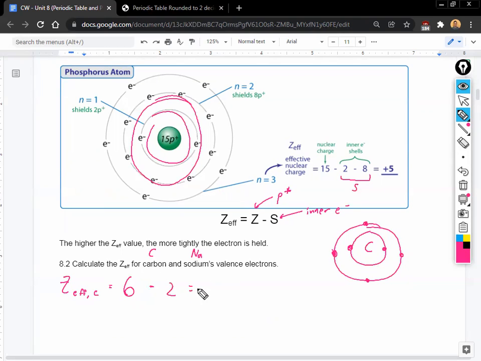So what's the ZF for carbon? Yeah, it's going to be 4. The ZF for carbon is going to be 4.